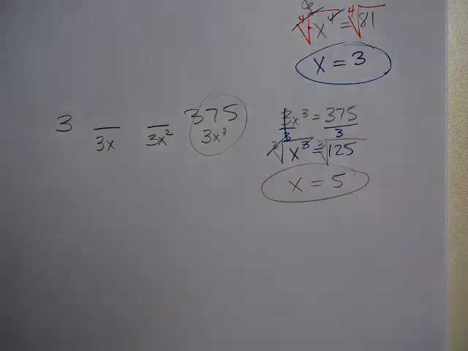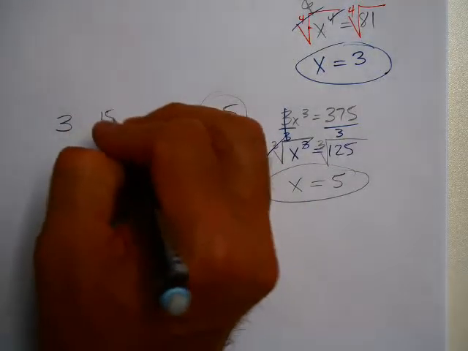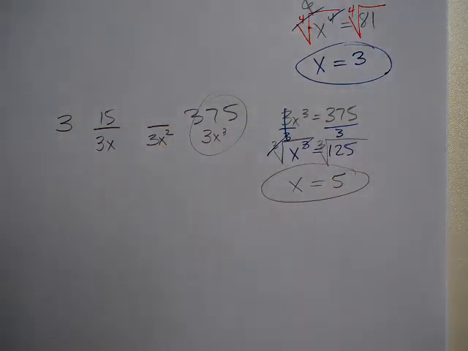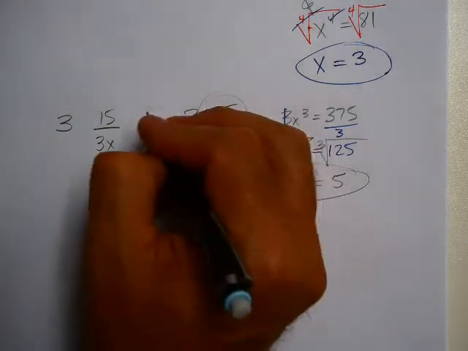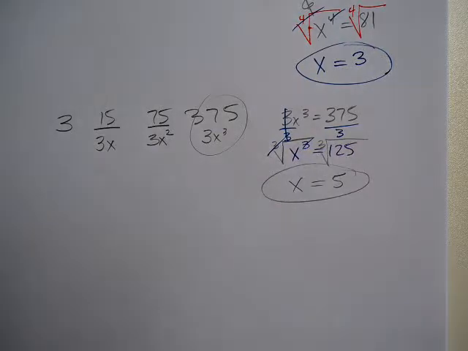Now I just have to go back and fill in the spaces. 3 times 5? 15. 15, good. 15 times 5? 75. And is 75 times 5 375? Yes, it is. You can double check that with the calculator or some other math. All right, one more.